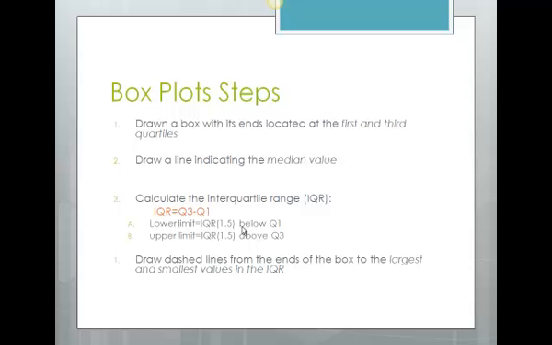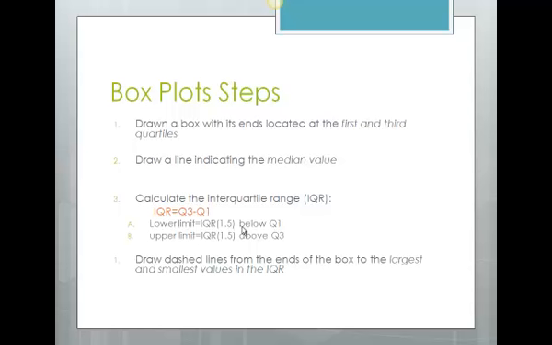Then draw in a line for your median value. It can be moved off to one side or the other. It doesn't necessarily have to be right in the middle. In fact, it usually isn't. Then calculate the interquartile range, which is Q3 minus Q1. Use that interquartile range to calculate a quote-unquote upper or lower limit. So the lower limit is 1.5 times the interquartile range.